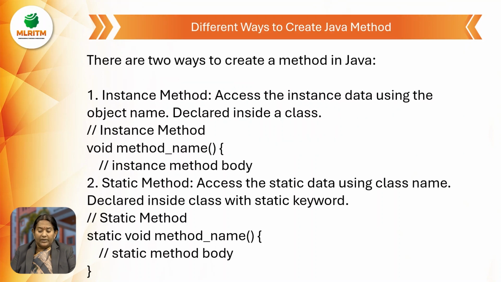There are two ways to create a method. The first one is the instance method, the second one is the static method. An instance method accesses the instance data using the object name, and it is declared inside the class. A method which is declared inside a class is called an instance method. A static method accesses the static data using the class name and is declared inside the class with the static keyword. This static method is also created inside the class only, but that method will be prefixed with the static keyword.